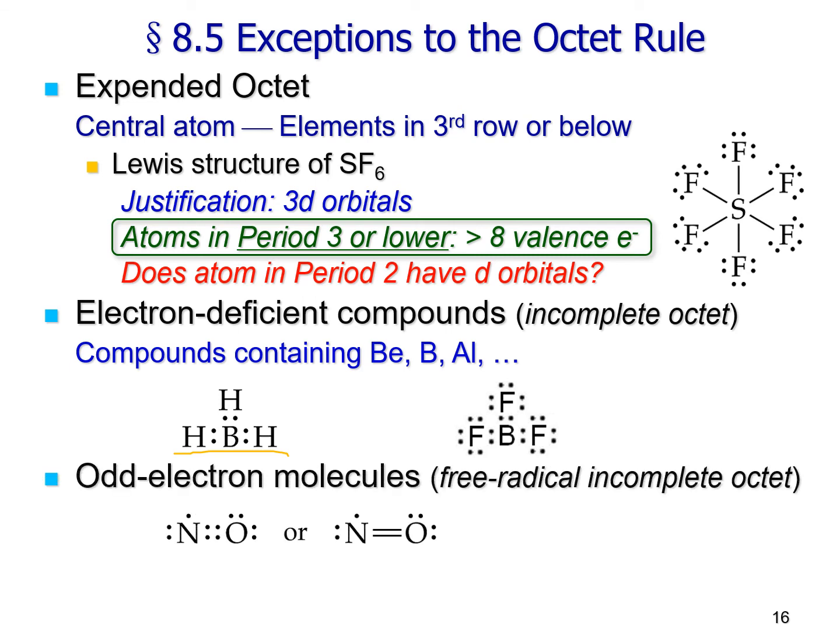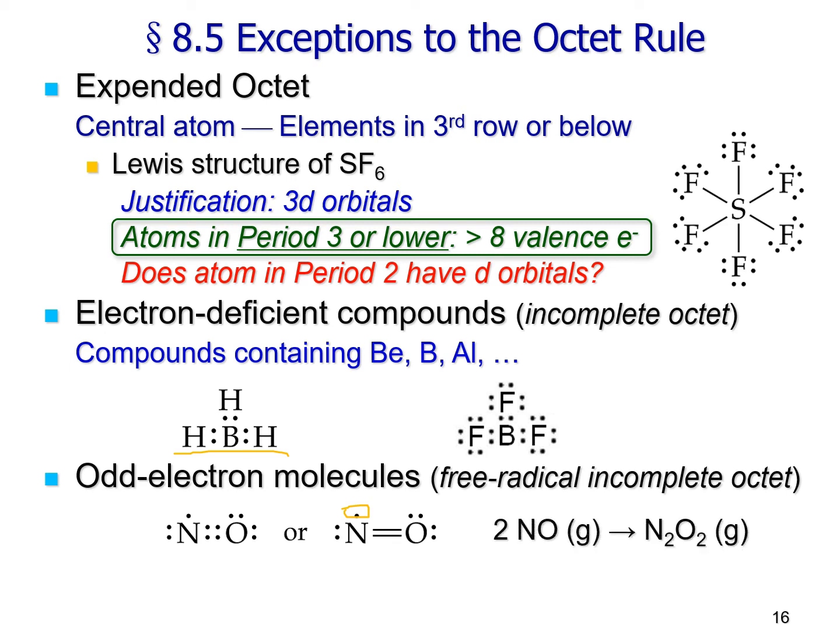The third exception would be the odd electron molecules. An odd number of electrons is what we call a radical, so we call it a radical compound. For example, nitrogen monoxide. When we calculate the total number of valence electrons, 6 plus 5, that's 11. No matter how hard we try, there's always going to be a single dot on one of the atoms. Such a compound is called a radical.